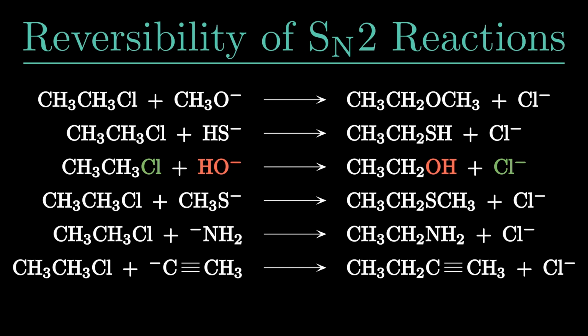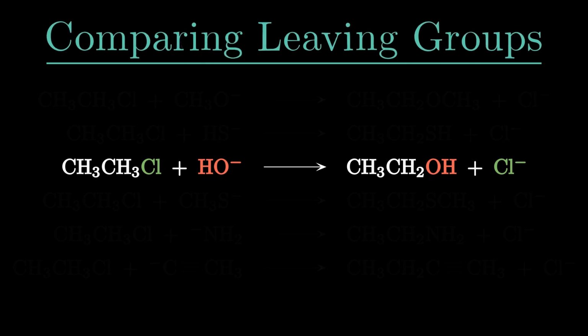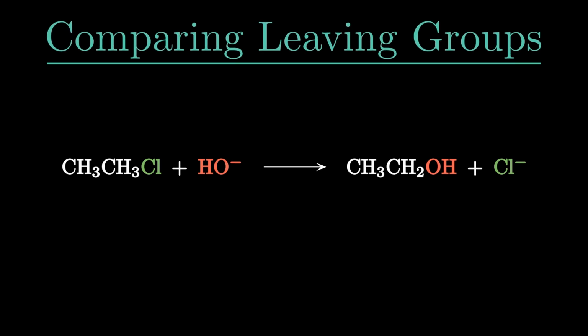Why? The answer lies in a comparison of the leaving groups. Since the reaction proceeds in the forward direction, we can say that chloride is a good leaving group and hydroxide is a good nucleophile. However, since this reaction does not proceed in the reverse direction, we can say that hydroxide is a bad leaving group and chloride is a bad nucleophile. Those statements apply specifically to this reaction where we already know the outcome, but how can we determine anything about a reaction if we are initially unsure?